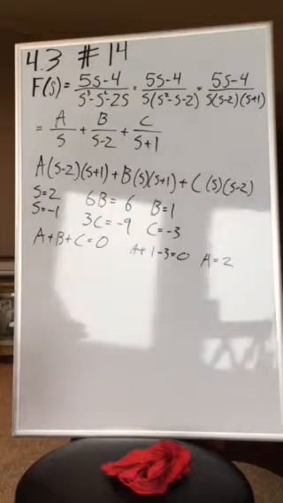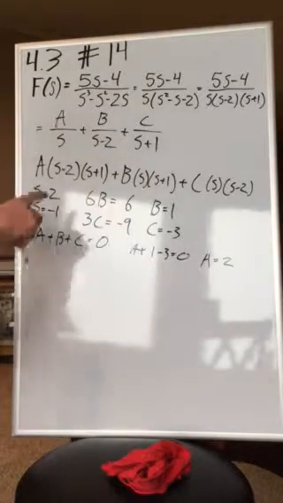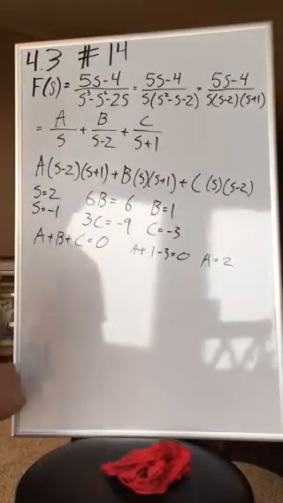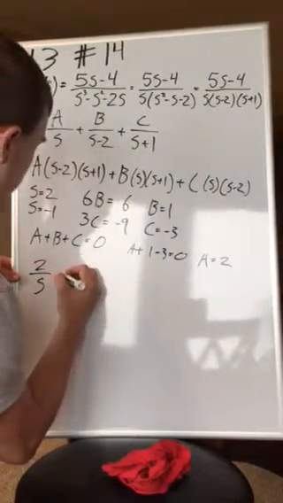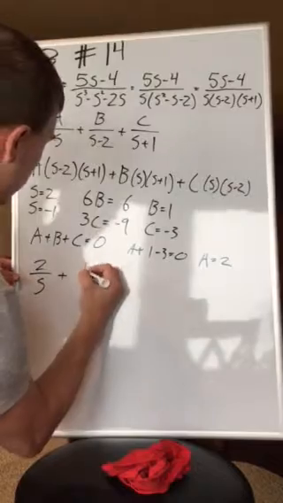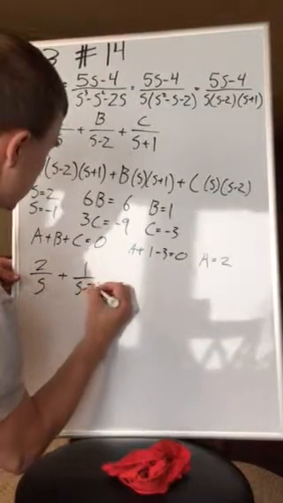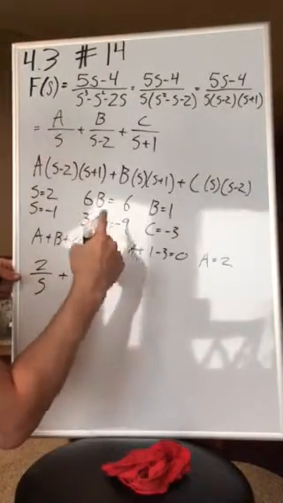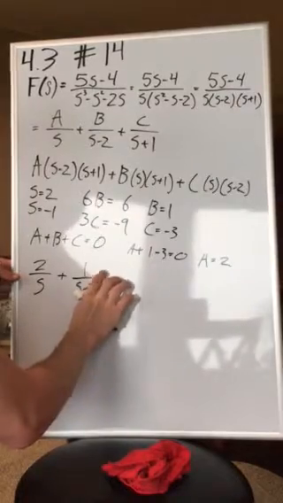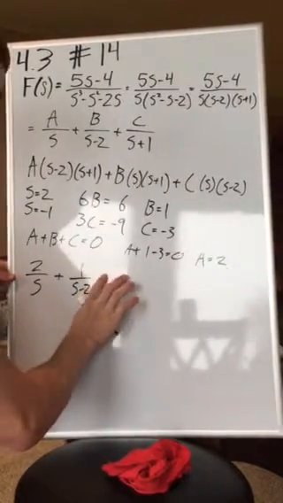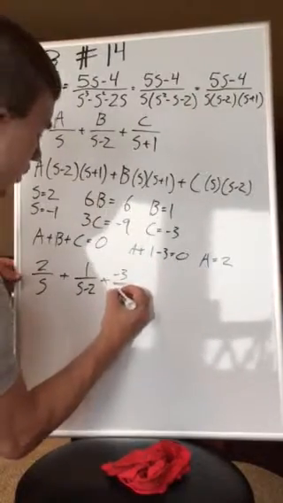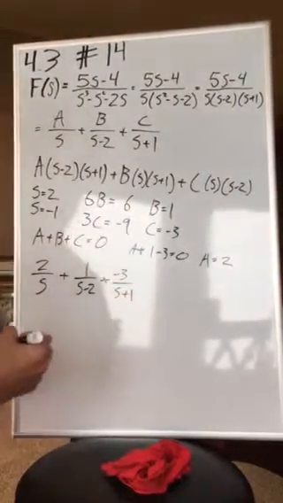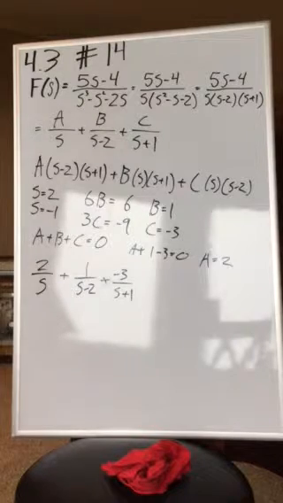So we're putting that back into our partial fractions equation. We're going to have 2 over s, plus B, which is 1 over s minus 2, plus a negative 3 over s plus 1.